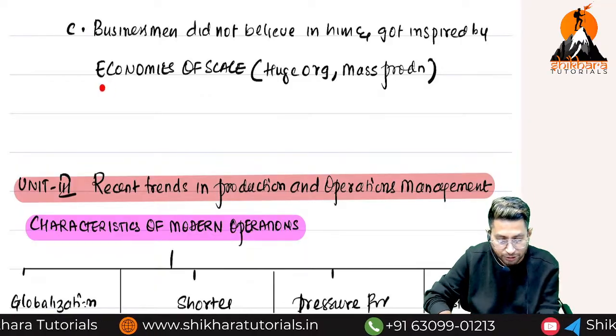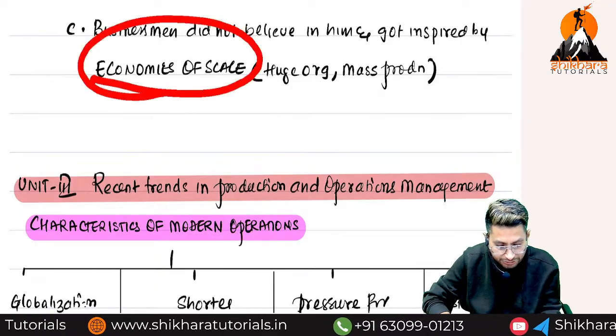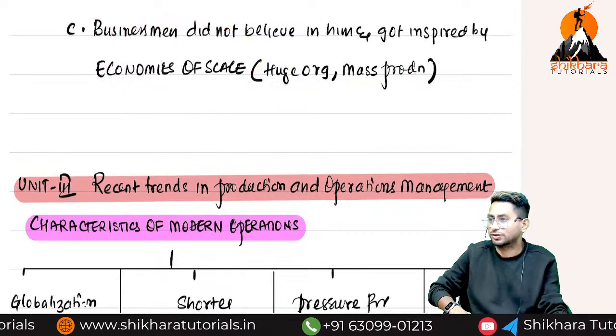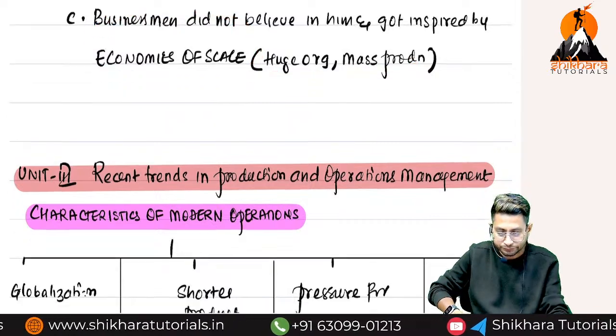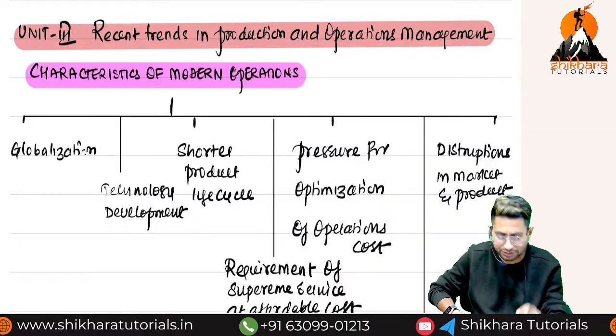That is why they started what? Economies of scale. That is huge organization by mass production rather than class production. Now 3 units only we have. Third, the very small unit.